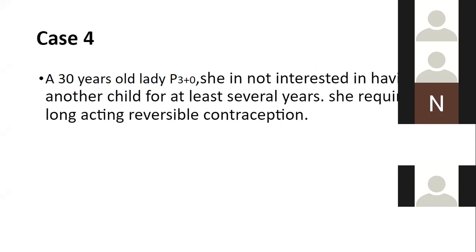Okay. The next case is a 30-year-old lady, para 3. She is not interested in having another child for at least several years. She requires long-acting reversible contraception. Okay. So when we're talking about long-acting reversible contraception, then the IUCDs, the intrauterine contraceptive devices, or the implants are good options, as opposed to, for example, the combined oral contraceptive pill, which needs to be taken daily.